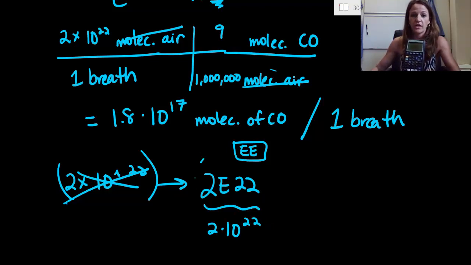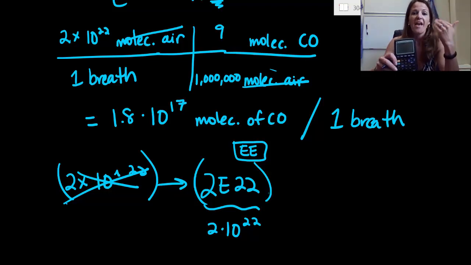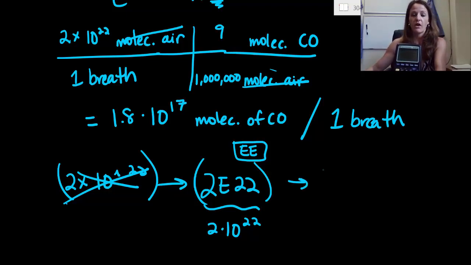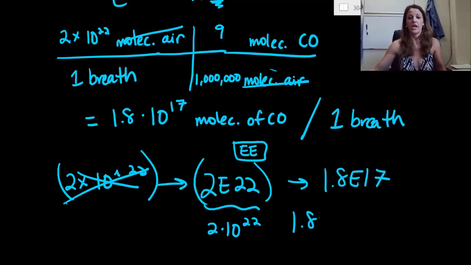All right, so we type that into our calculator. Then we go directly to the next piece, which is times 9 in the numerator. So we have 2E22 times 9. Now, everything in the bottom, you just divide by it. We're going to divide by 1 breath, so divided by 1. Then we have to divide again by 1,000,000. So 1, 2, 3, 4, 5, 6 zeros. And then we hit enter. We get an answer in scientific notation. It spits it out as 1.8E17, which we know means 1.8 times 10 to the 17th power, which is your correct answer.